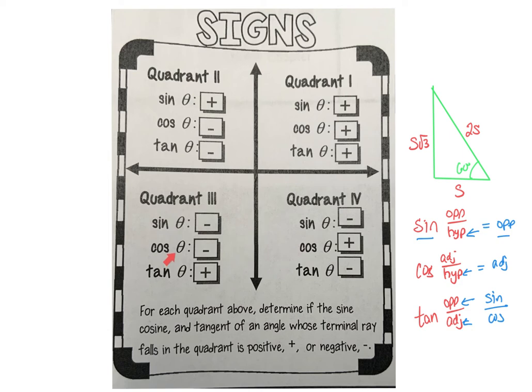X and y are both negative. So I'm putting y over x, negative over negative. So my tangent in my third quadrant is positive. Fourth quadrant, my y is negative, my x is positive. Negative over positive, it is negative. And so you'll notice in the first and the third quadrant, your tangent is positive. In the second and fourth, your tangent is negative.